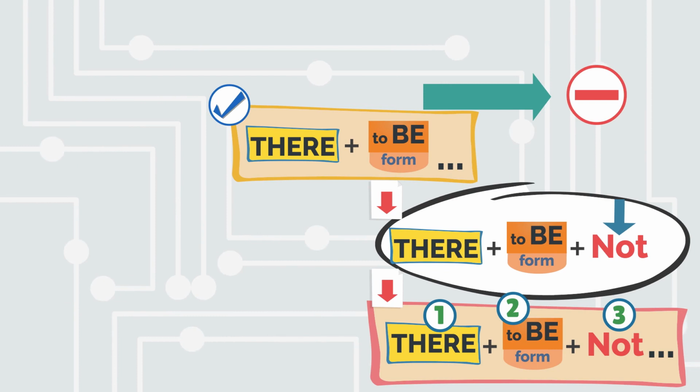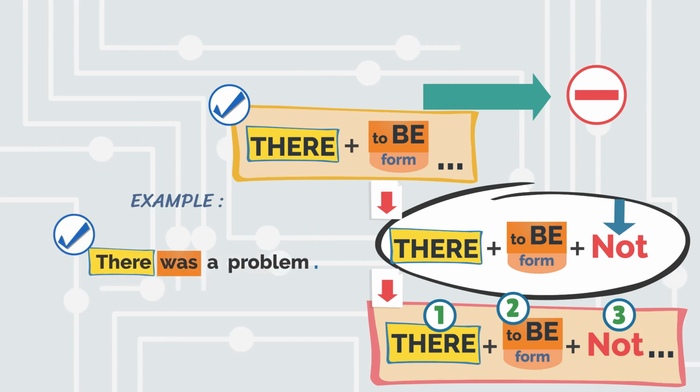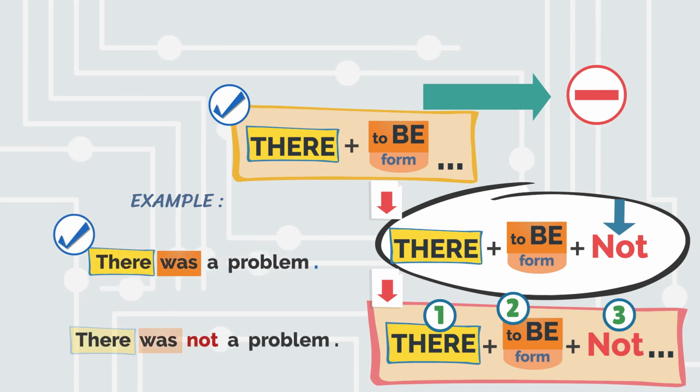For the negative, we just add not after the verb to be. Example. There was a problem. There was not a problem.